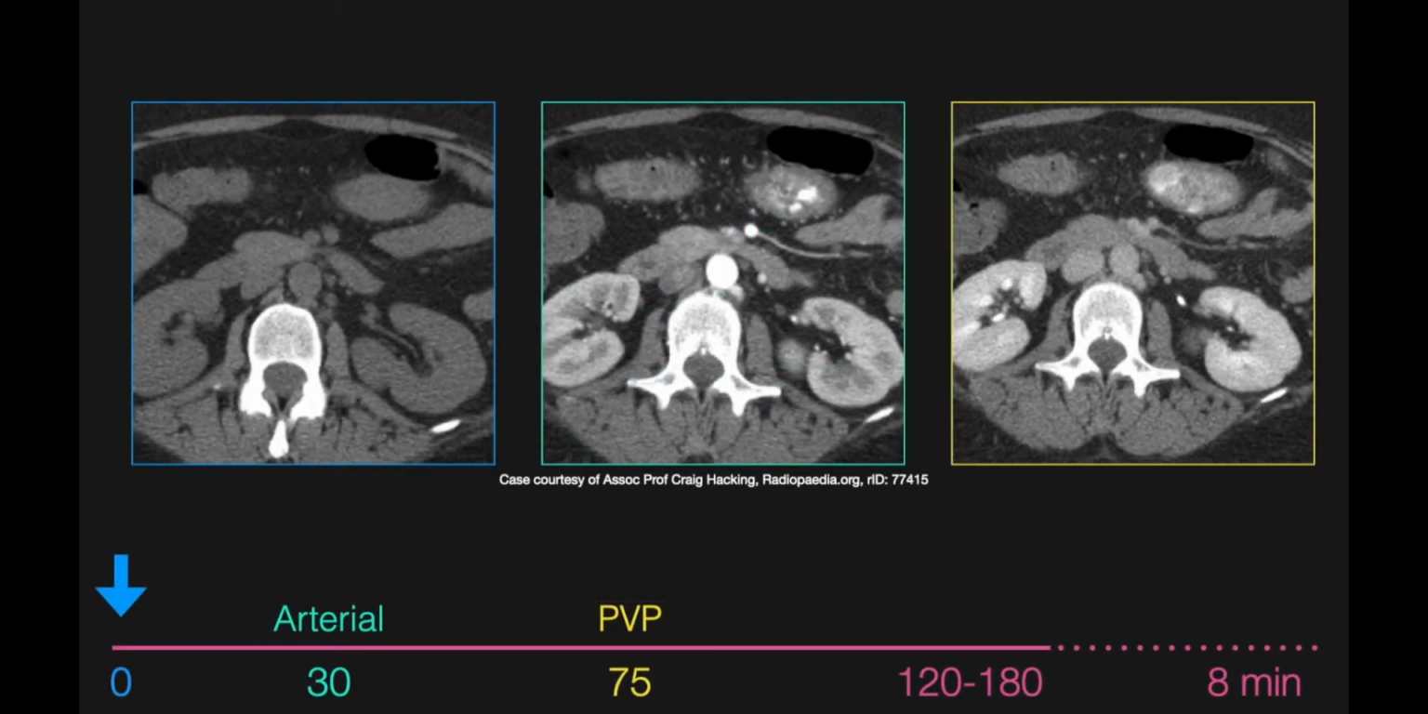But what about in the emergency setting? Does multiphasic imaging play a role here? And the answer is yes. This protocol is a GI bleeding protocol performed in a patient who presented with rectal bleeding.